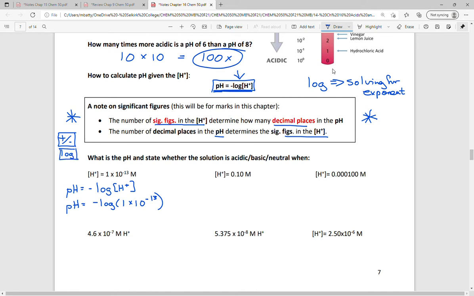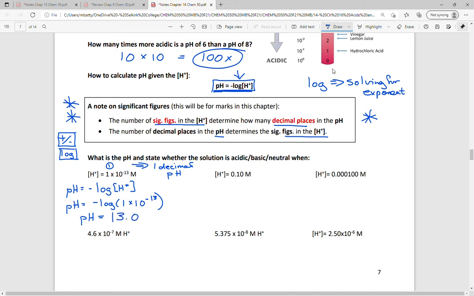And then enter your number in scientific notation using that EE as for the times 10 value. When you do this, you should get a number on your calculator. Now, we have to remember how we're going to round. The rules for rounding say that there's one sig fig here, so that means there's going to be one decimal place in my pH. That's what this rule is trying to talk about. So that means that I would have a pH of 13.0.